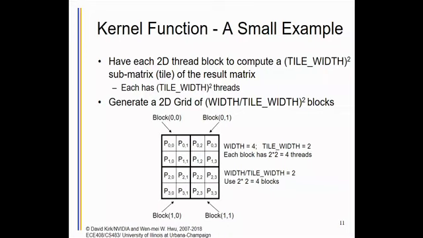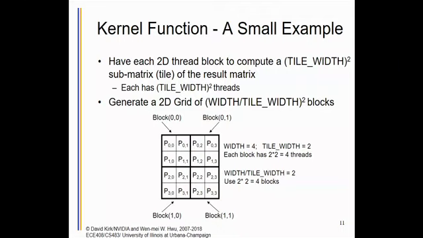So here is a very small example where we have a 4x4 P matrix, 16 elements. And we can generate a 2D kernel, right? We can use a 2D kernel to map the threads to the P elements. And obviously, we're going to use what? Block index and thread index dot X and thread index dot Y, right?